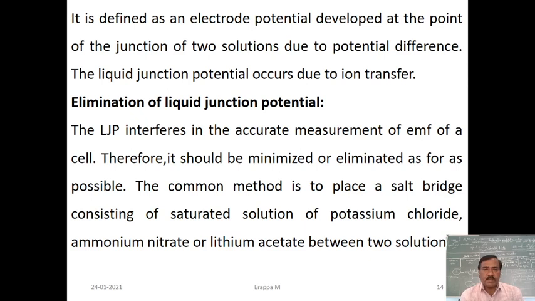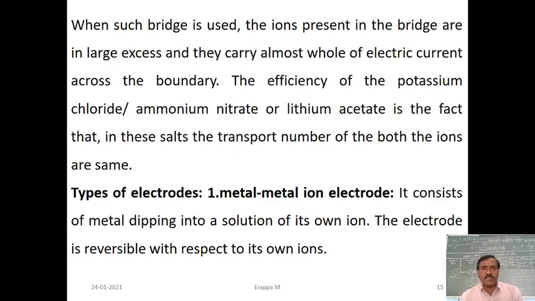Elimination of liquid junction potential. LJP interferes with the accurate measurement of the EMF of a cell. Therefore, it should be minimized. It can be eliminated or minimized as far as possible. The common method is to place a salt bridge, consisting of a saturated solution of potassium chloride, ammonium nitrate, or lithium acetate, between the two solutions. When such a bridge is used, the ions present in the bridge are in large excess and they carry almost the whole of the electric current across the boundary.